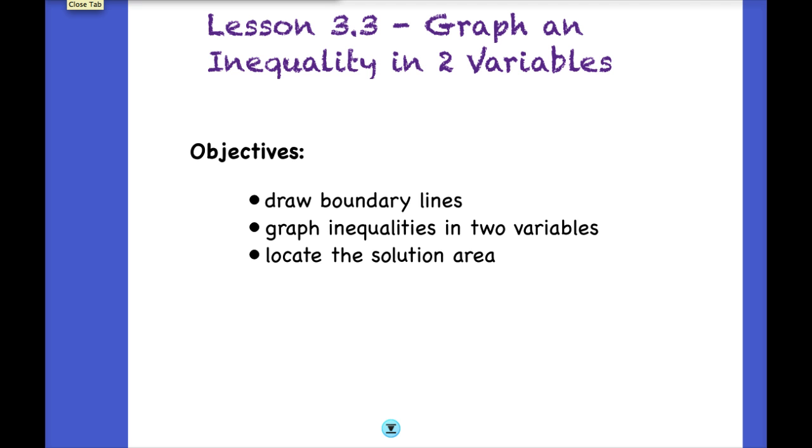In the past, you have graphed inequalities in one variable on a number line, but today we'll be using both x and y in order to graph an inequality on a coordinate plane.